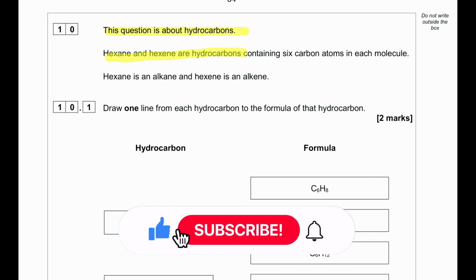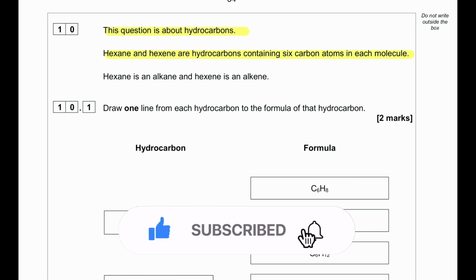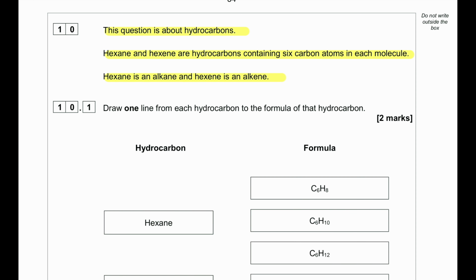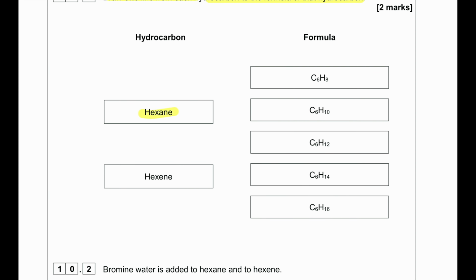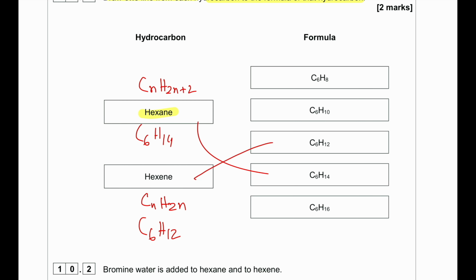Hexane and hexene are hydrocarbons containing 6 carbon atoms in each molecule. Hexane is an alkane and hexene is an alkene. Draw one line from each hydrocarbon to the formula of the hydrocarbon. So hexane is an alkane. So alkane has a general formula of CnH2n+2. And since it has 6 carbons, there will be 14 hydrogens. Hexene is an alkene which has a general formula of CnH2n. So C6 will give H12.